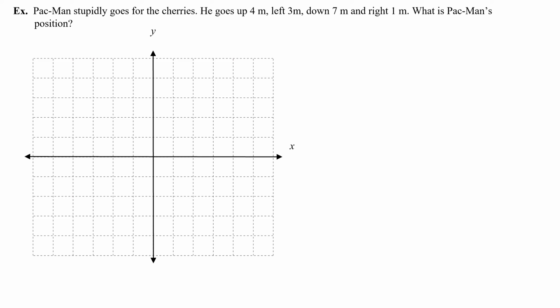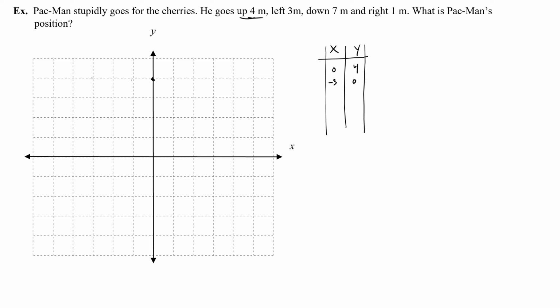So you could graph this and sort of just try and think through where PacMan ends up. Or you could also do the component method here and try and keep track of everything. So like this 4 meters up, that would be 0x and plus 4y, which would be 1, 2, 3, 4 right there. Left 3 meters would be a negative 3x and 0y, because you're not going up or down.